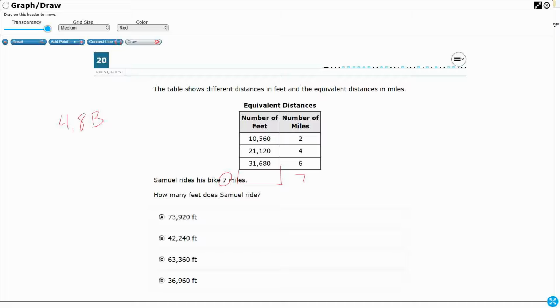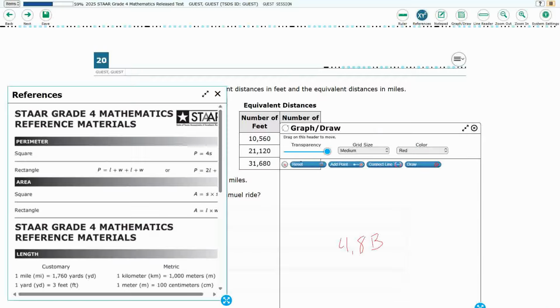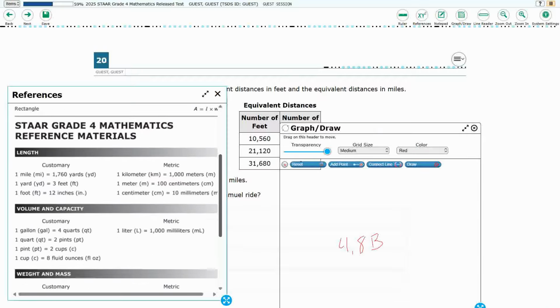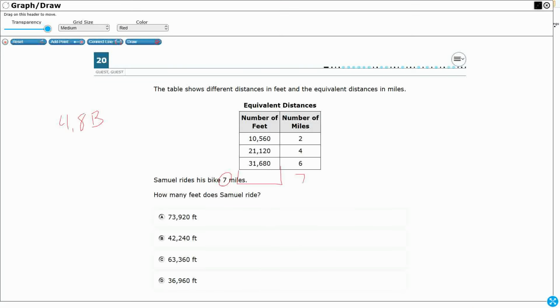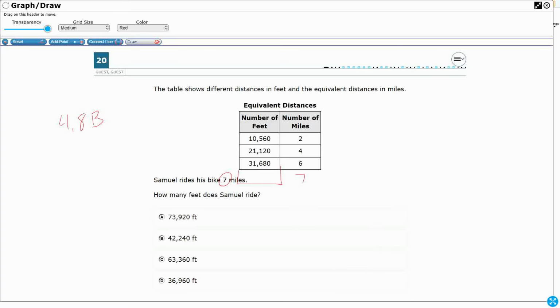Well, if you look at your formula chart, guess what you're not going to find? You're not going to find how many feet are in 1 mile. You're going to see how many feet are in a yard and how many yards are in a mile, but you don't have a straight miles to feet. So the table can help us do that, or we can use what we have on the formula chart. Both work. So let's use the table.